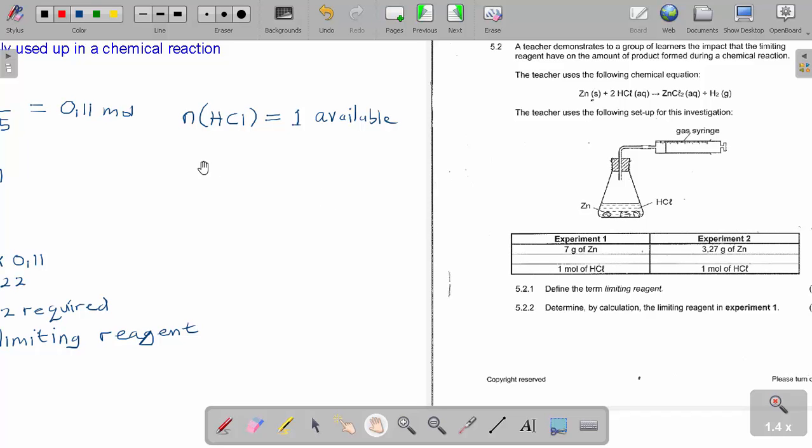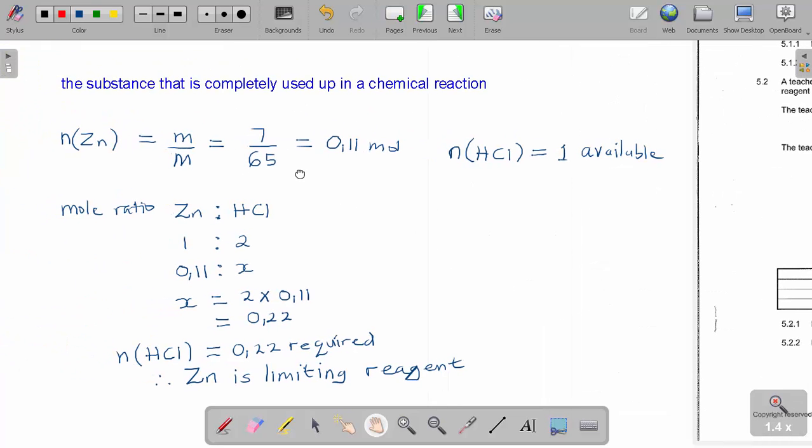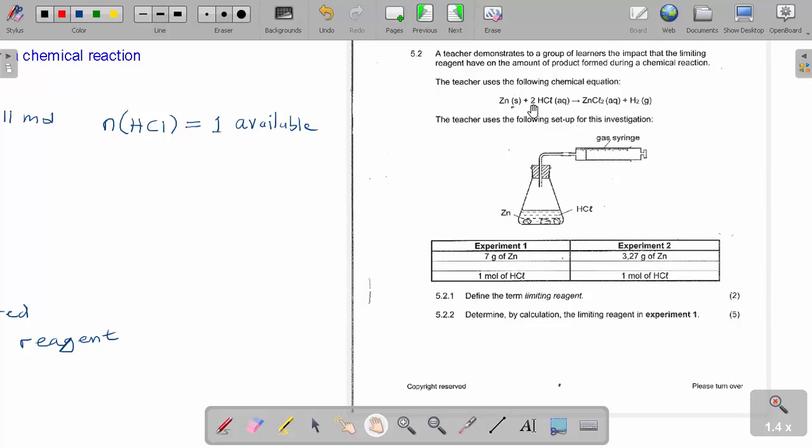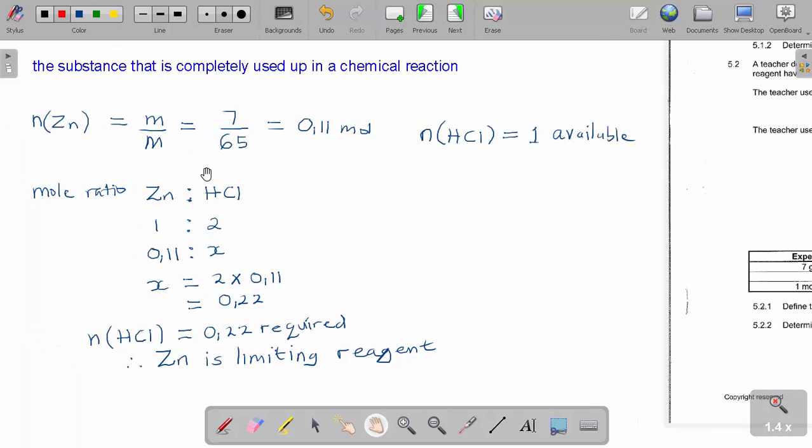So to get my limiting reagent, this is what I do. I first get my moles of zinc by dividing by 65, which gives 0.11 moles. Then for HCl, we have 1 mole available. If I look at my mole ratio from this equation, 1 zinc plus 2 HCl, that's 1 to 2. For zinc I have 0.11 moles. Now let me find the amount needed for HCl by putting X here. I cross multiply. X times 1, I get X. 2 times 0.11, I get 0.22.